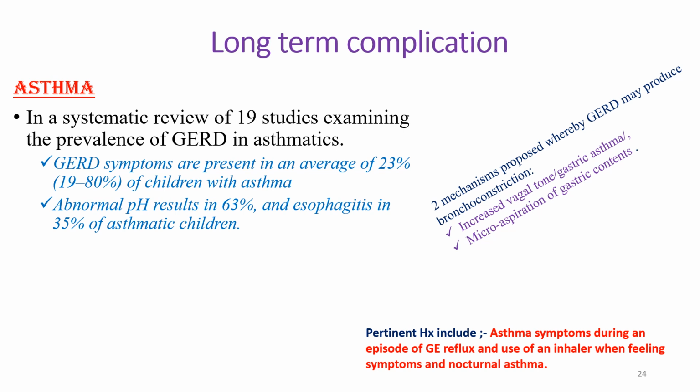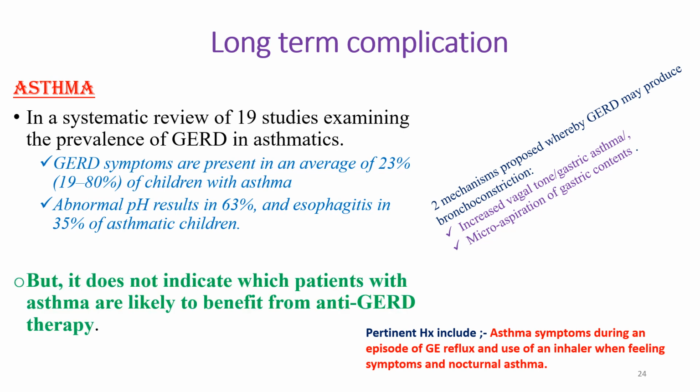There are two mechanisms proposed whereby gastroesophageal reflux disease may produce bronchoconstriction. The first is increased vagal tone or gastric asthma. The other is that during reflux, there is microaspiration of gastric content. But it does not indicate which patients with asthma are likely to benefit from anti-gastroesophageal reflux disease therapy. So, if there are asthma symptoms during an episode of reflux, use of inhaler when feeling symptoms, and nocturnal asthma, we should consider reflux in a patient with asthma.